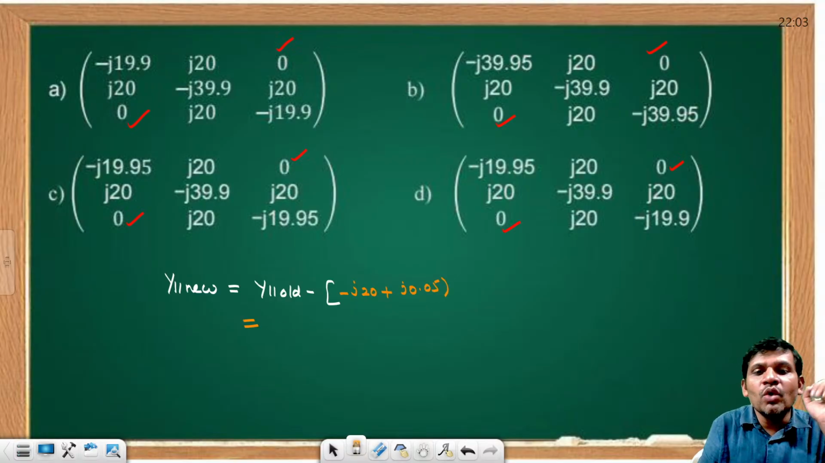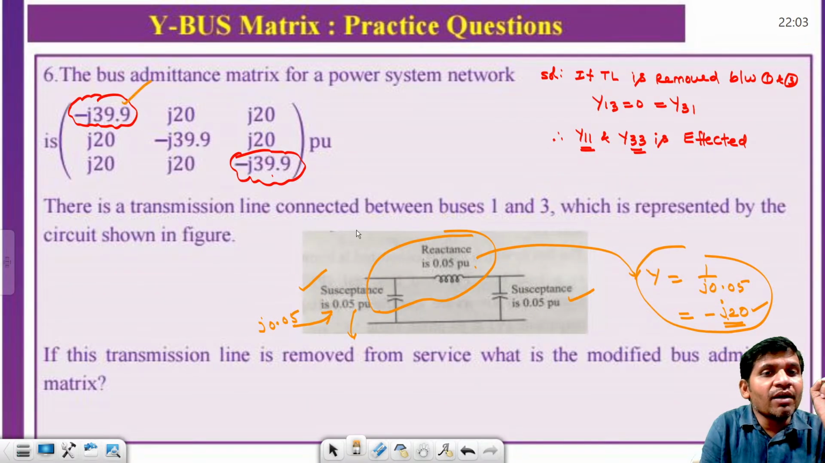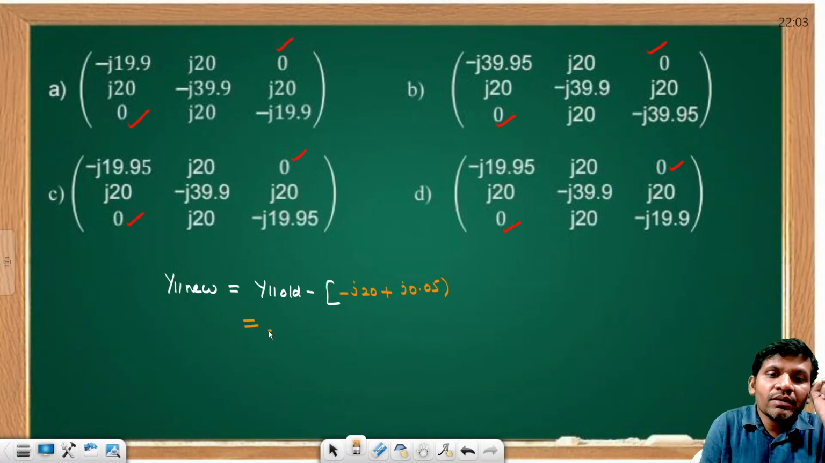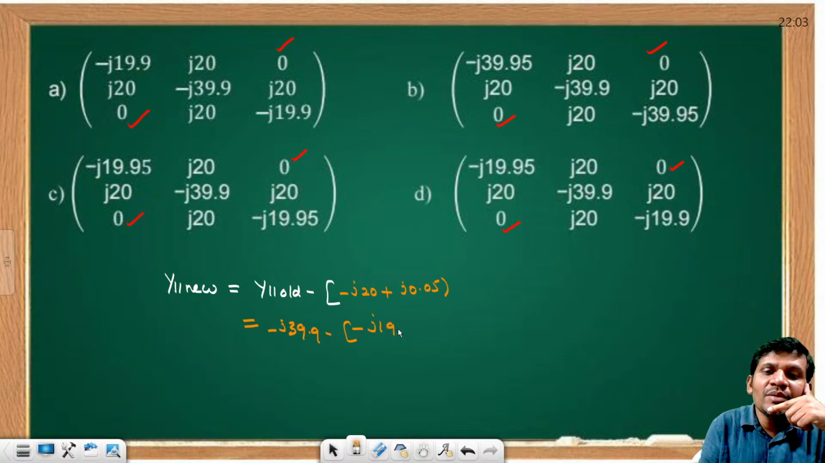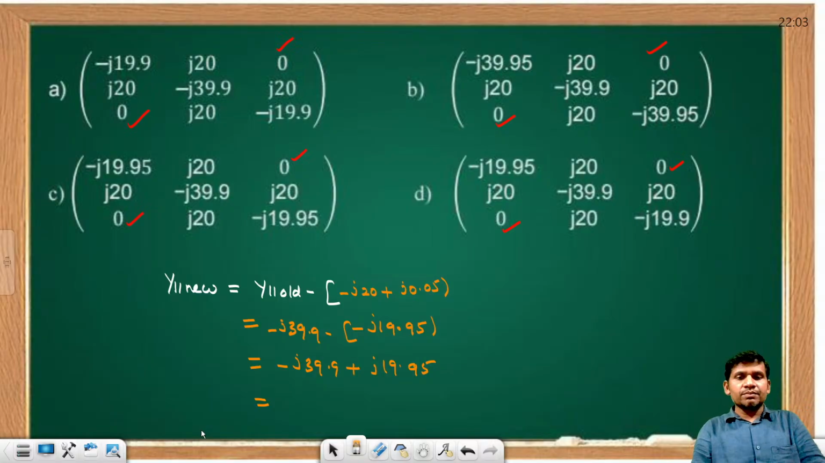What is Y11 old? It is -j39.9. -j39.9 minus this, how much is it? -j19.95. Correct? Minus j39.9 plus j19.95. Can anybody say what the answer is? This is Y11 new.